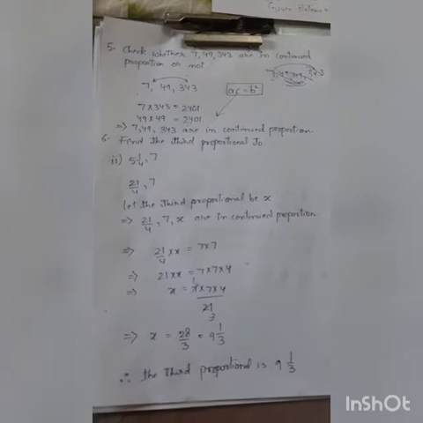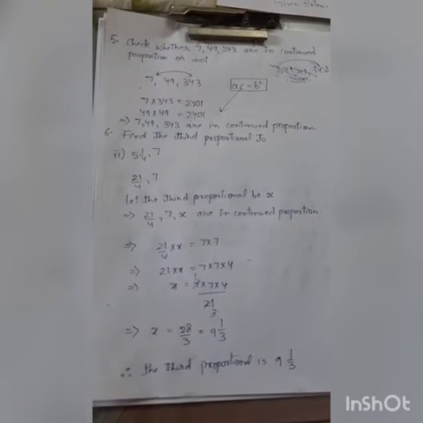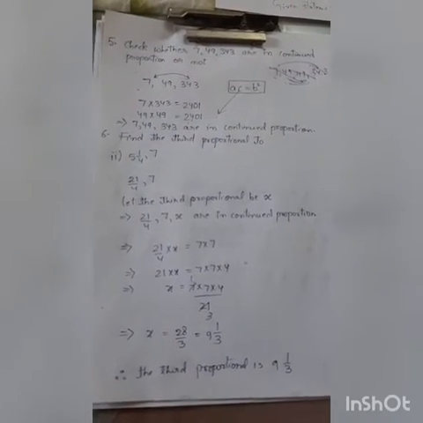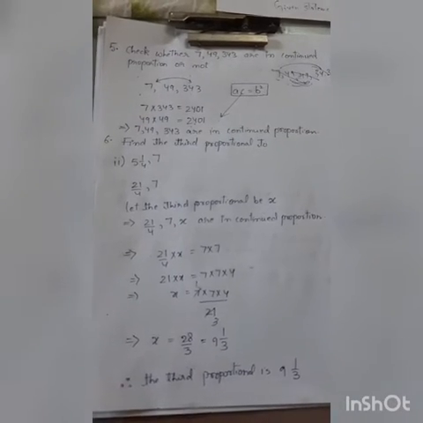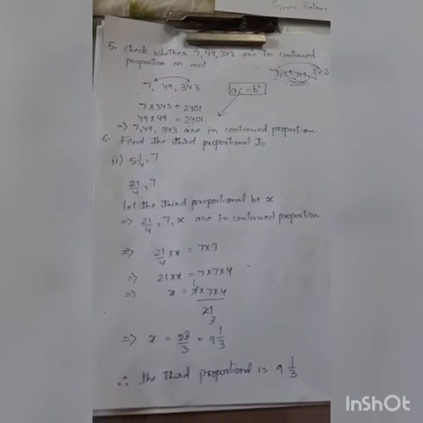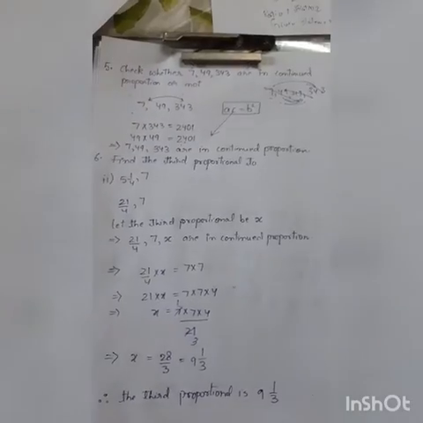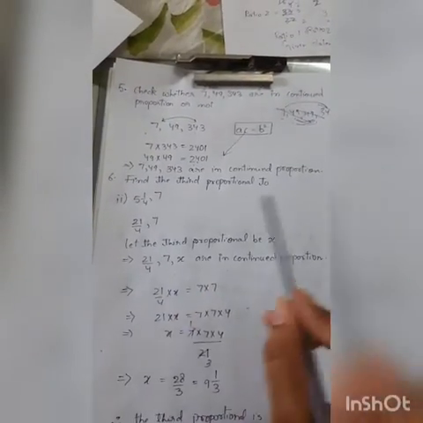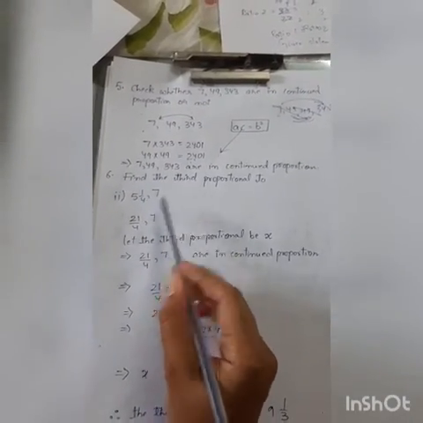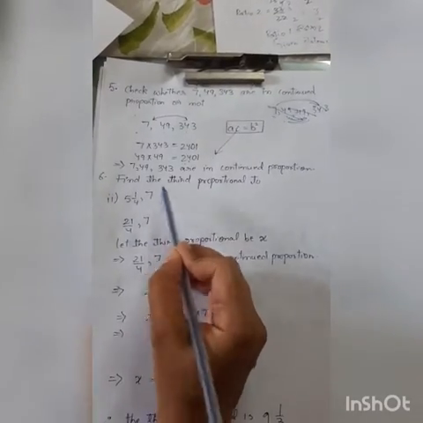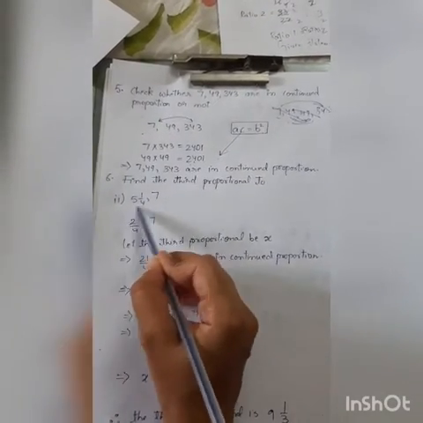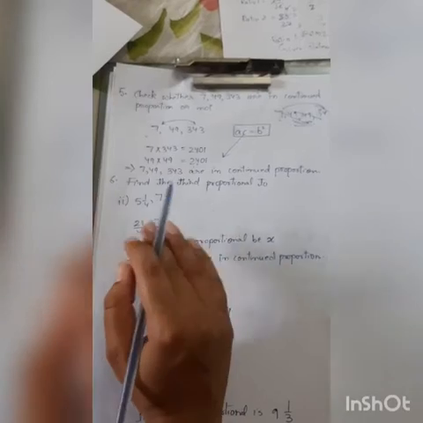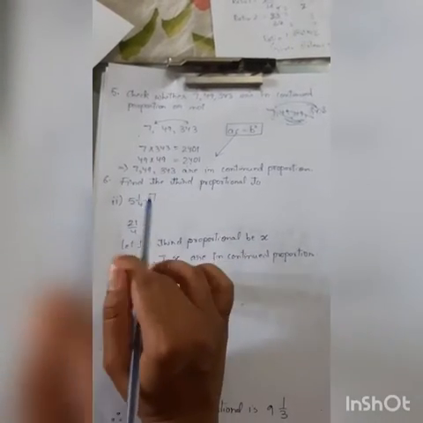Now question number 6. Find the third proportional to these two terms. I say let the third proportional be x. So students, third proportional means we have to find the third term of the proportion. When 3 terms are in proportion, we don't say the 3 terms are in proportion. We will say they are in continued proportion.